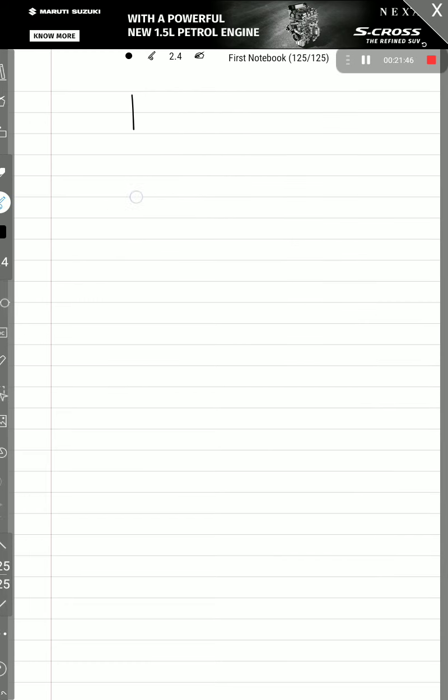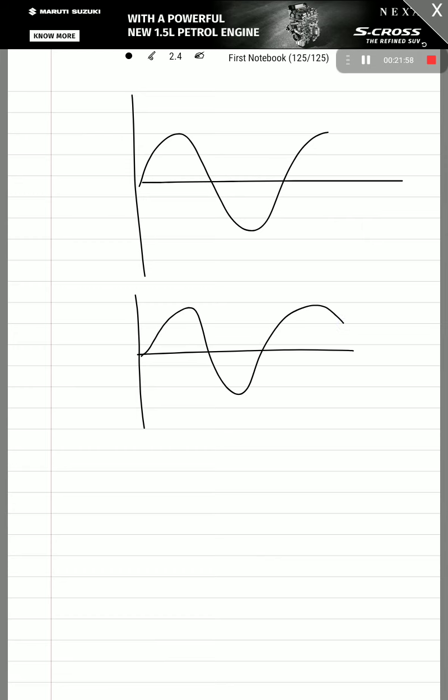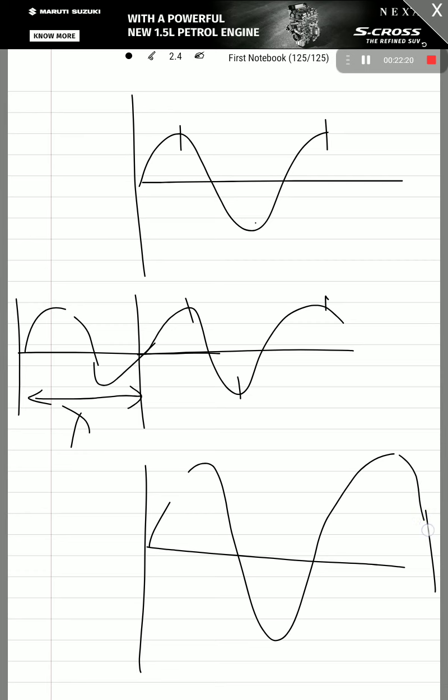So when the path difference is an integral multiple of wavelength, let us say this is the first source and this is the second source. These two sources have a lambda path difference. You can see the maxima is on maxima, minima is on the minima, maxima is on the maxima. So you will get constructive interference and you will get maxima.